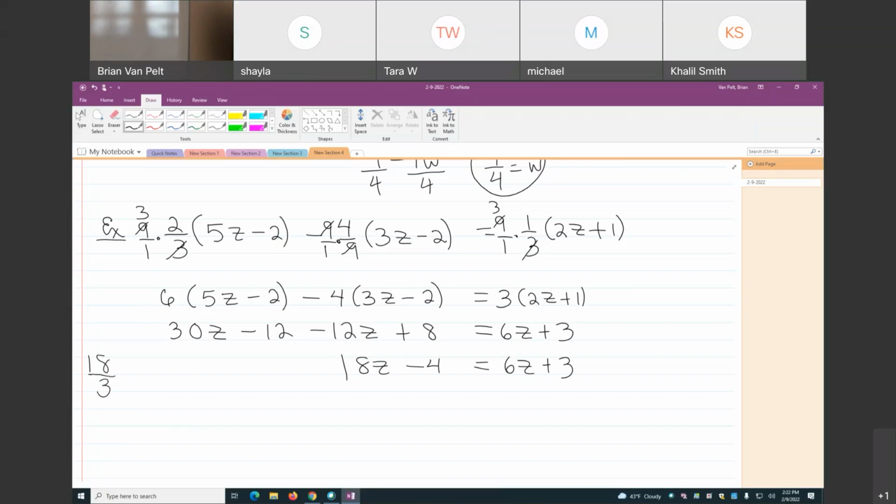After that, though, are you guys where I'm at? Do you have at least what I have on the last step? All right, we're ready to finish it off. I personally would subtract 6z because I would prefer my z to appear on the left this time.